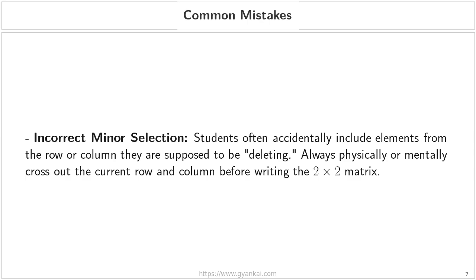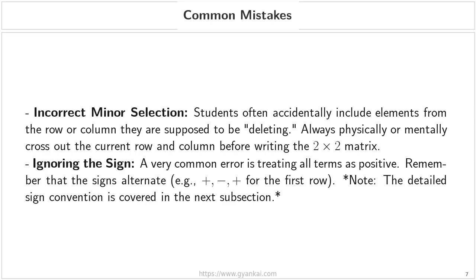This is a very frequent mistake. When you are focusing on a specific element, you are supposed to hide or delete its corresponding row and column. However, students often accidentally include numbers from that deleted row or column when writing down their new, smaller matrix. To prevent this, I highly recommend that you physically cross out the row and column with your pencil, or at least do it very clearly in your mind, before you even attempt to write the 2x2 matrix.